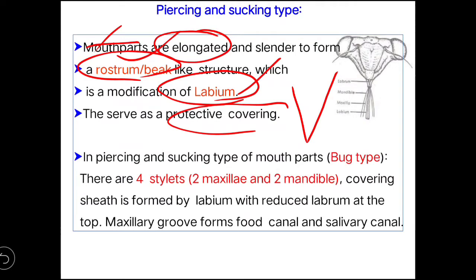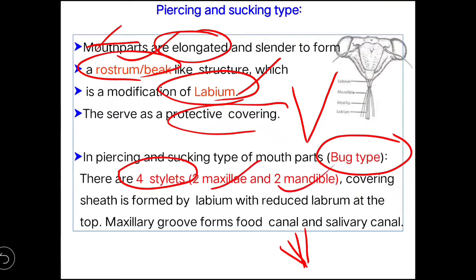Next we will see the piercing and sucking type of mouth part in case of bug type. Bugs contain 4 stylets. Always remember, this is very important. Stylet, we already know, is a needle-like structure used to penetrate the plant tissue. These 4 stylets are formed by the modification of 2 maxilla and 2 mandible. Then the covering sheath of these stylets is formed by the labium.